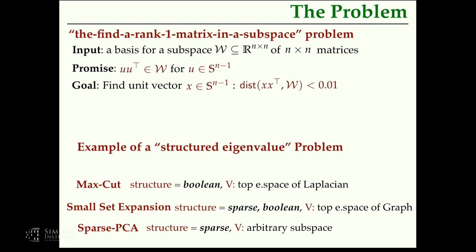For example, this structure could be Booleanity, which corresponds to max cut, or this structure could be sparsity, which corresponds to small set expansion. If you care about machine learning, there are some other sparse PCA-like problems that fall into this regime. The problem we are interested in today is where the structure itself is this rank-oneness, when the vector is looked at as an n by n matrix, and you're interested in finding such a vector in the subspace. So it's an example of a structured eigenvalue problem.